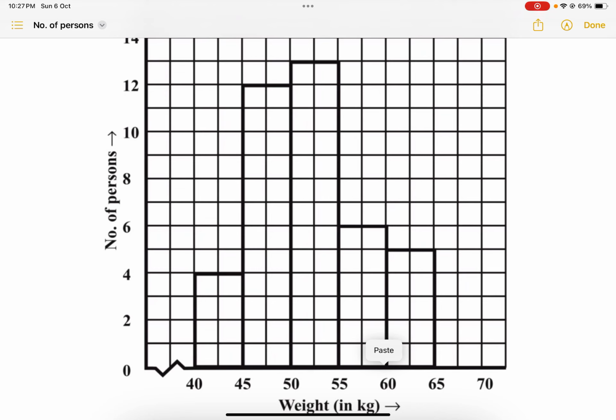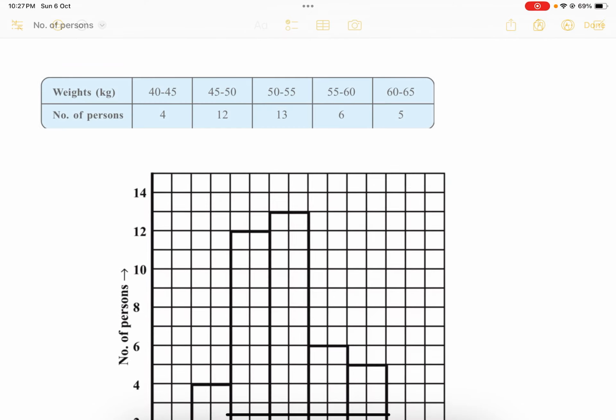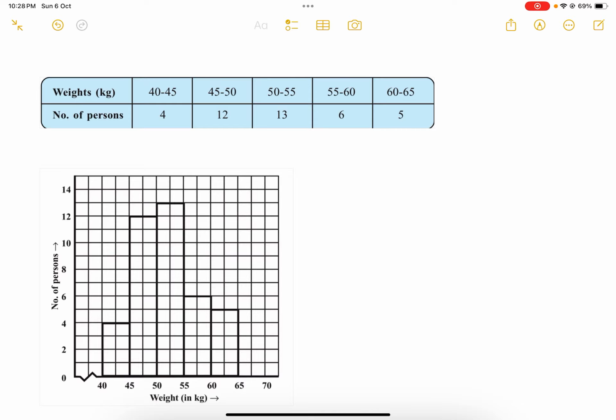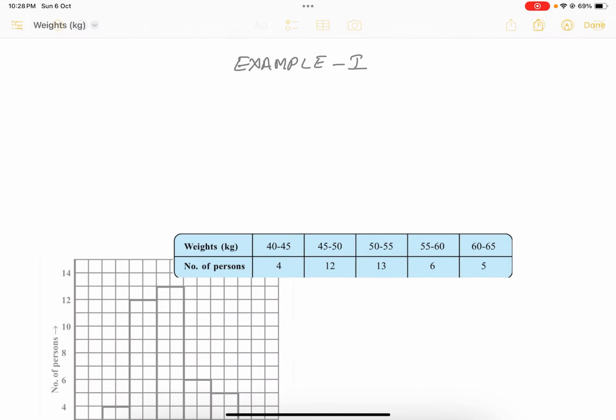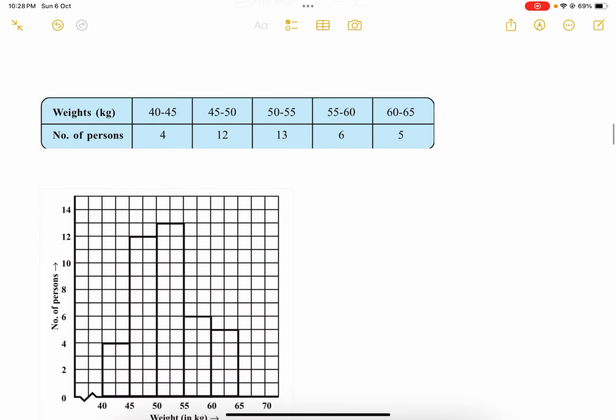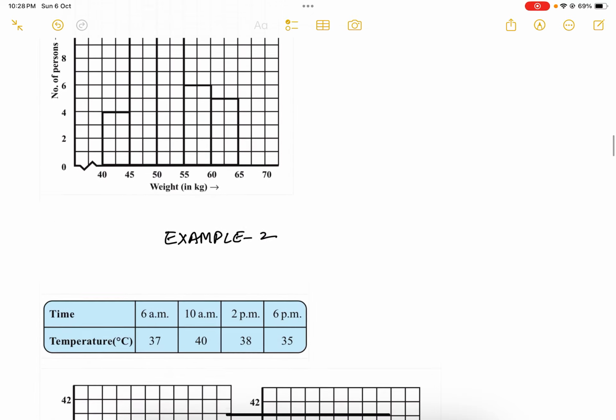60 to 65 kgs, there are 5 people. And for 70 kgs, there are none here. It has not given any information. See, the information is up to 65 only. So this is what the problem explains. The numerical data you can explain by using the histogram like this.